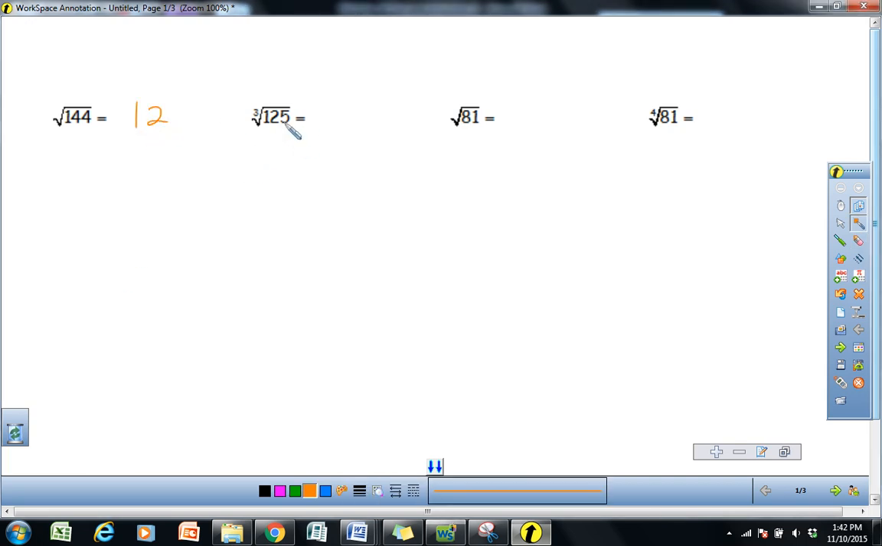Alright, cube root of 125. So for this one, you're going to want to look up in the cubes and see that the cube root of 125 is 5. Try the square root of 81 and the 4th root of 81. You should get 2 different answers there.